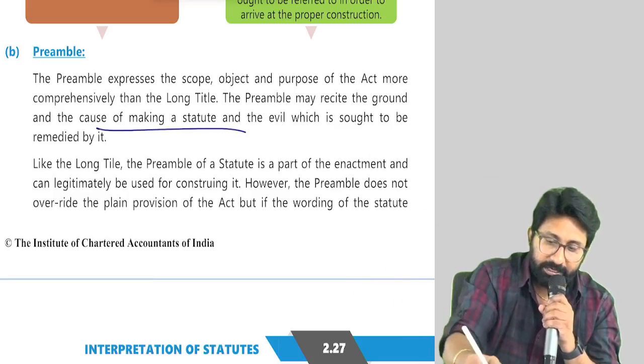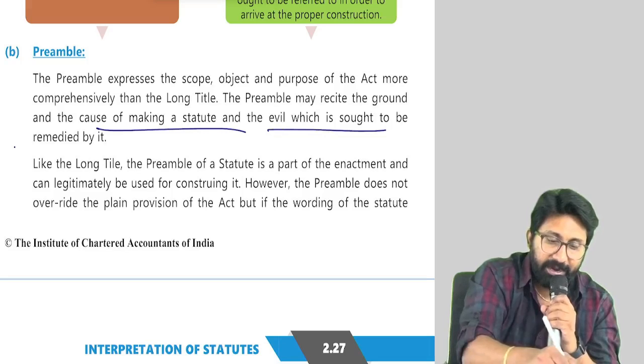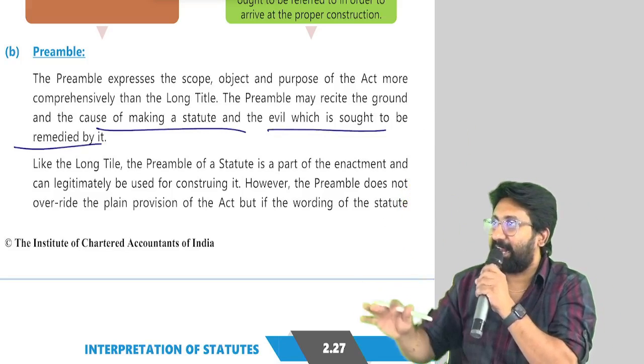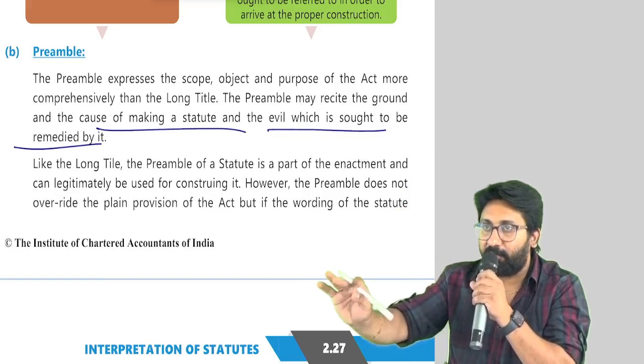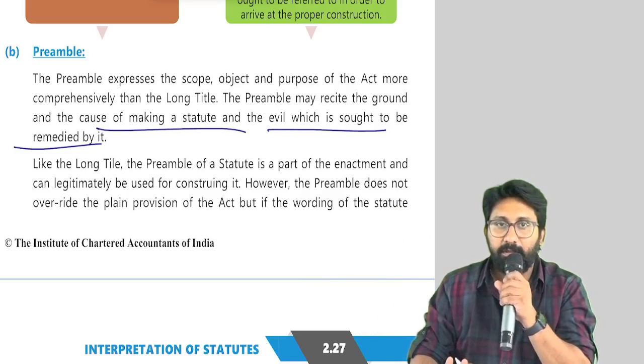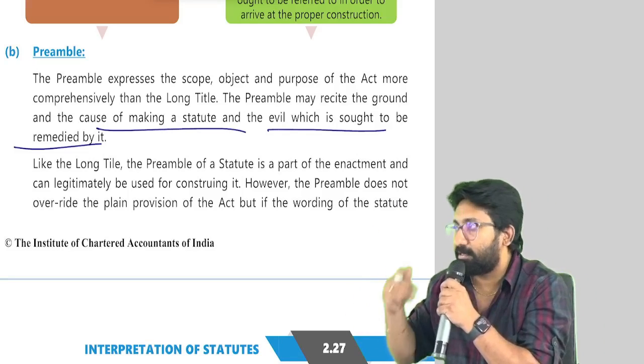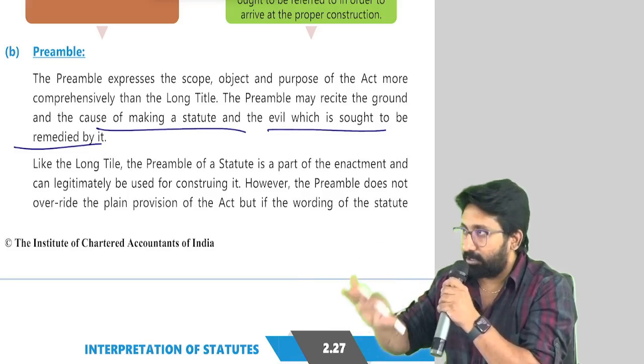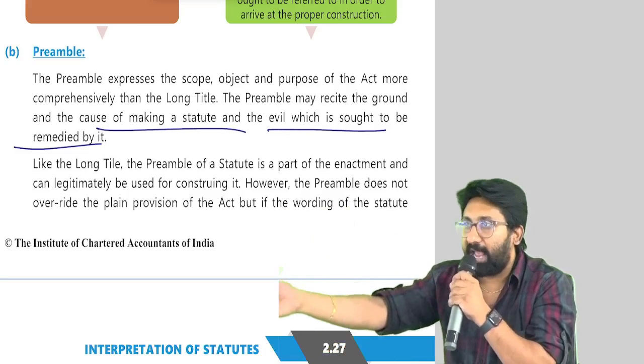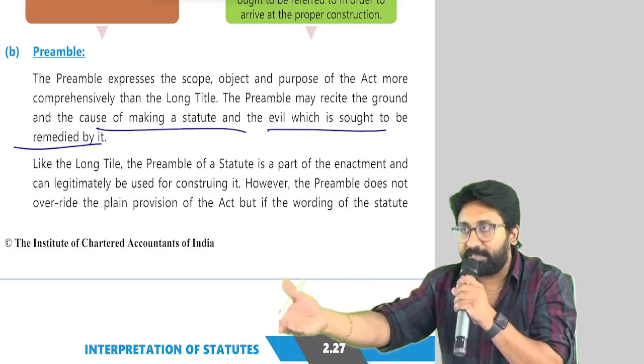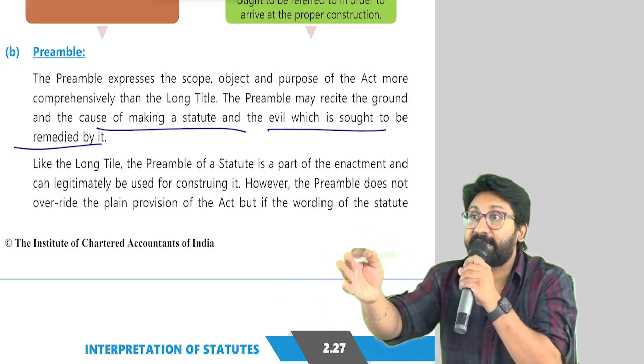Next, evil which it sought to be remedied. Evil means what bad it wanted to control. Something is there, it is not that good. Therefore, they made an act called FEMA. Why was FEMA made? To facilitate external trade and payment.